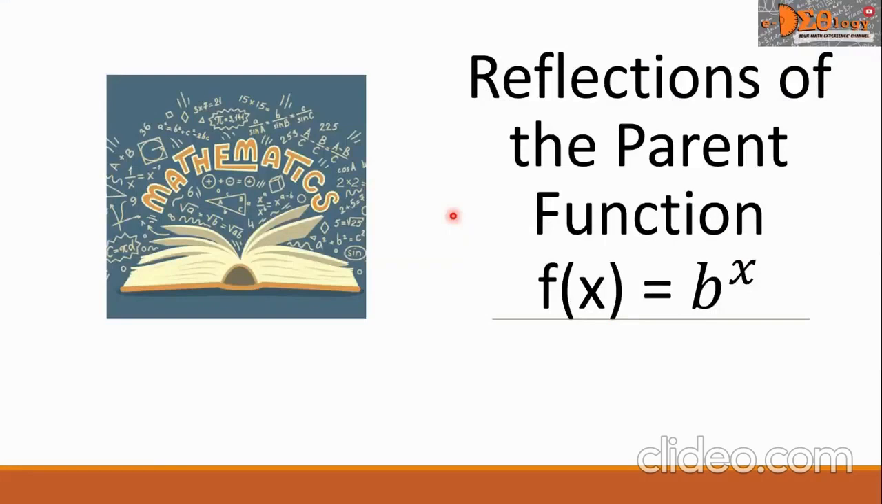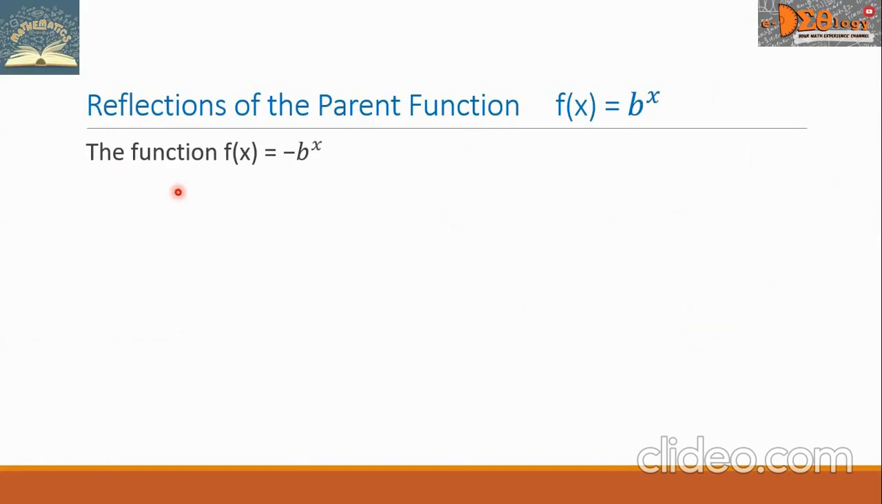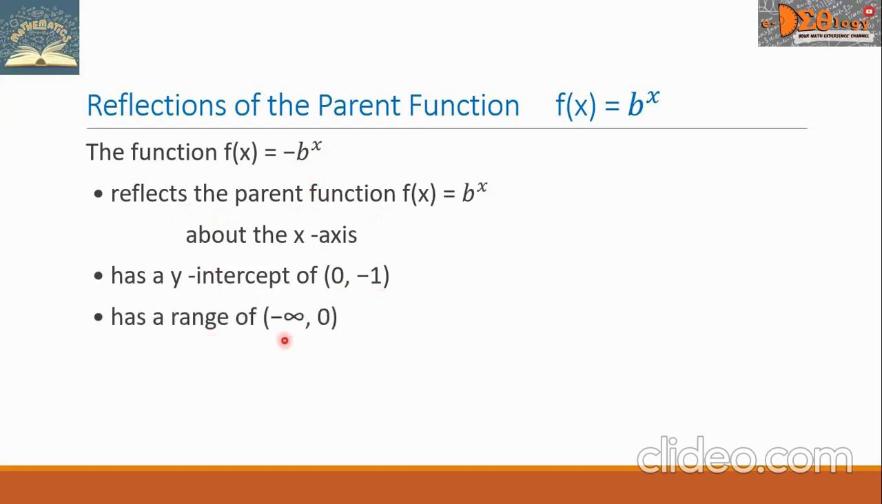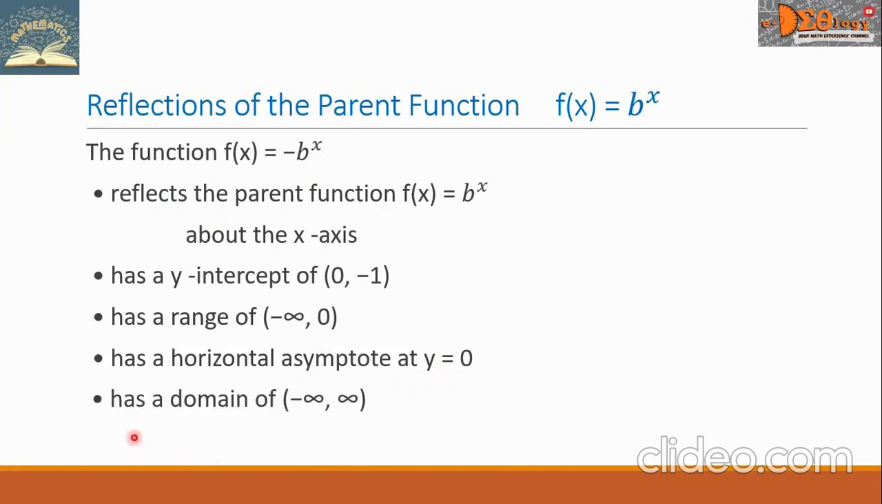Hi everyone! Today we're going to study reflections of the parent function f of x equals b raised to x. The function f of x equals negative b raised to x reflects the parent function f of x equals b raised to x about the x-axis. This function has a y-intercept of 0, negative 1. It has a range of from negative infinity, 0. It has a horizontal asymptote at y equals 0. It has a domain of negative infinity, positive infinity, which are unchanged from the parent function.